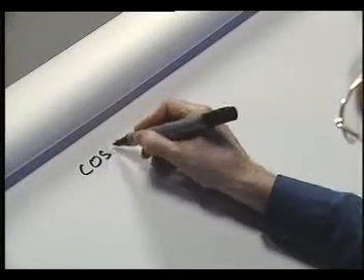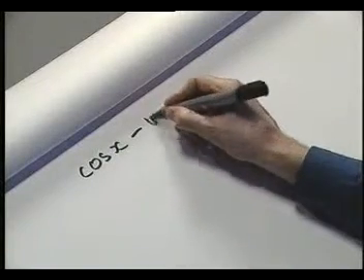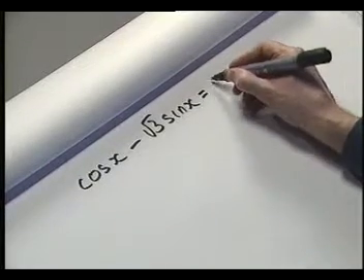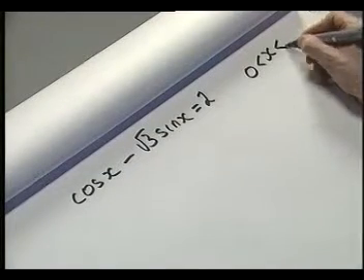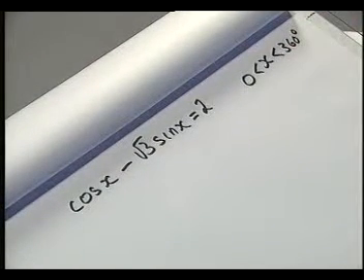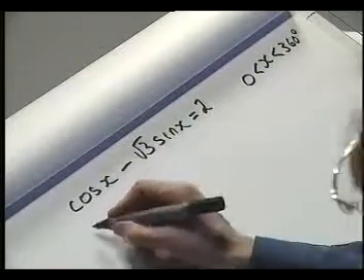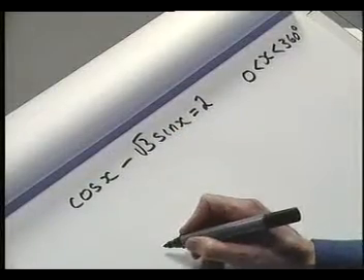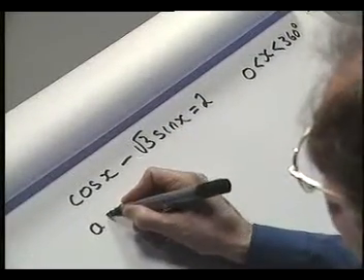So let's take another example. This time we'll have cos x minus root 3 sine x is equal to 2. And we'll take x to be in degrees and between 0 and 360. Okay. Well, slight difference here. We've got a minus sign and not a plus sign.